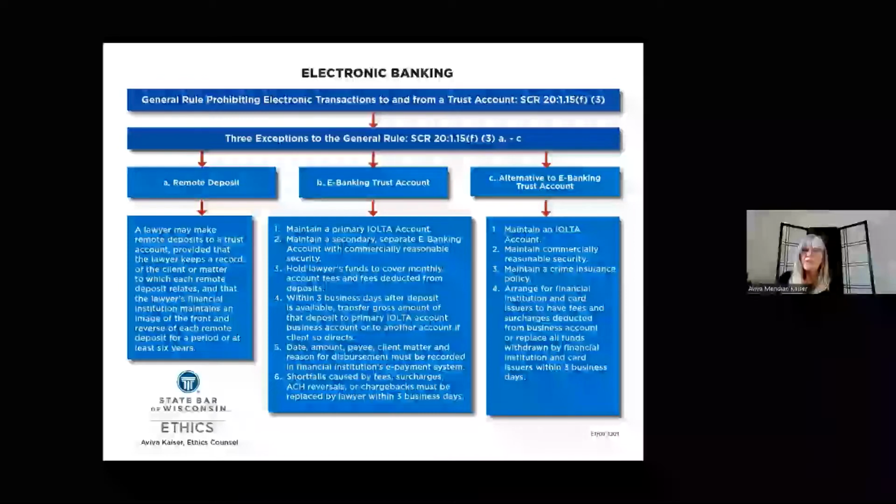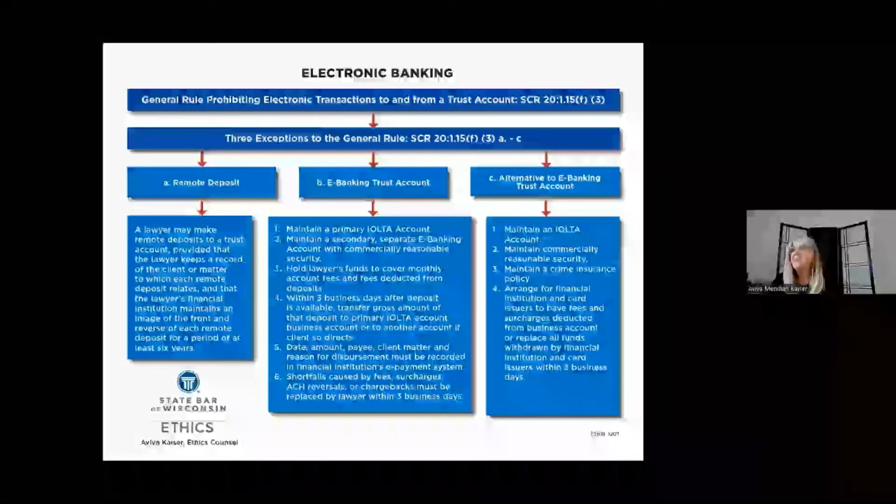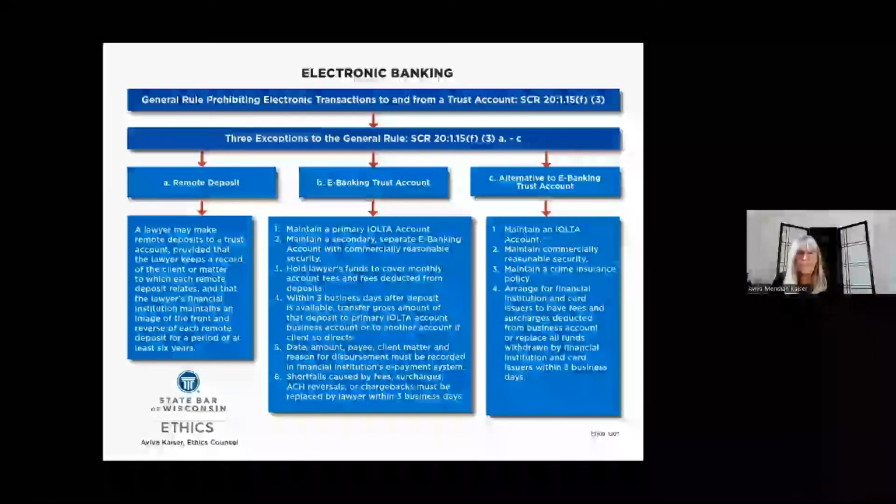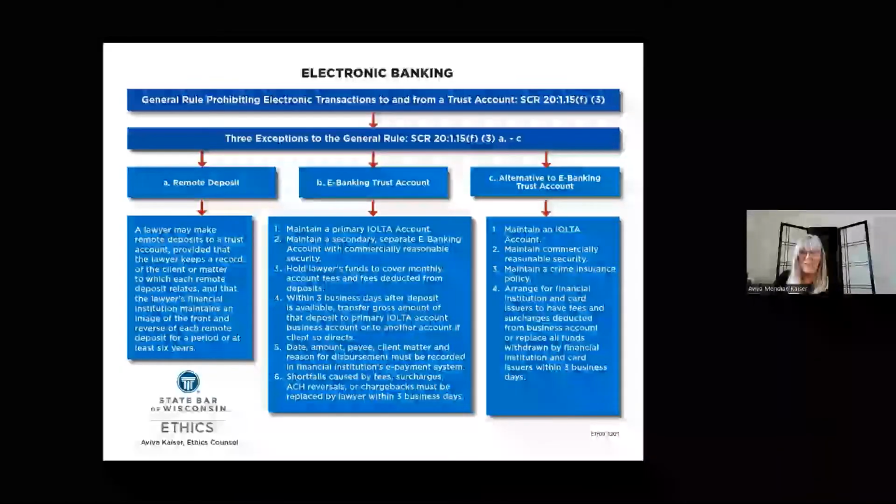Consequently, the funds that are at risk for online theft are only in that account for that limited period of time, and it's only that amount. It's not your entire trust account. The third exception is that alternative to the e-banking trust account. That again allows you to take electronic transactions into and out of that account. However, the lawyer must have that crime bond policy to protect those funds from online theft. Remember, it's your entire trust account that's at risk there.